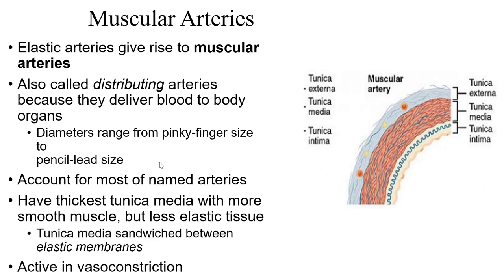They account for most of the named arteries that you're going to be accountable for in your lab, and they have the thickest tunica media and more smooth muscle, but less elastic tissue than the big arteries. The tunica media is just like what I mentioned before, sandwiched between the elastic membranes. These muscular arteries are very active in maintaining the blood pressure because they're actively engaged in doing vasoconstriction if it's needed.